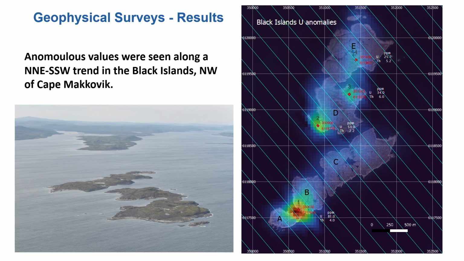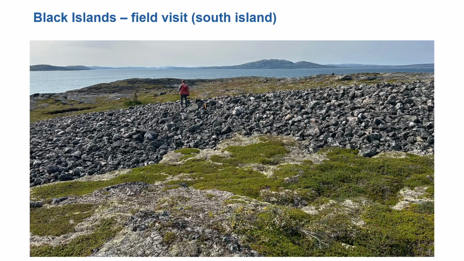The map on the other side of the slide is the airborne radiometric data showing some anomalies at the Black Islands, with 200-meter flight spacing. Those are the diagonal lines that picked it up, so fairly high resolution. I'm a quaternary geologist, so I thought, sure, I'll go check it out. I went out with Jesse Rice.